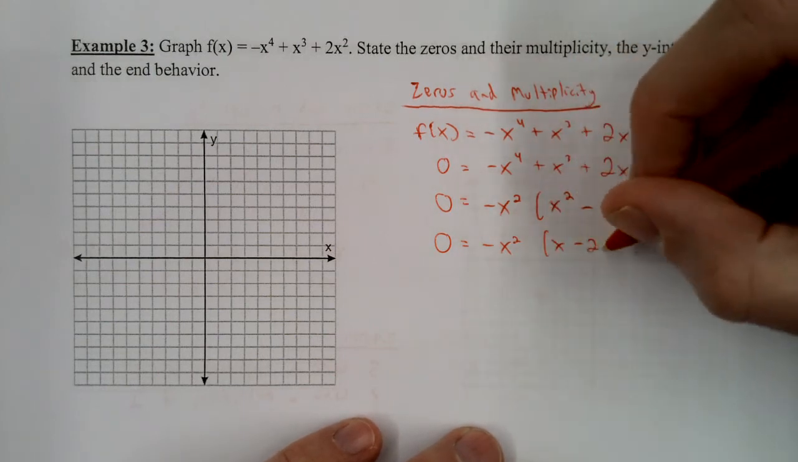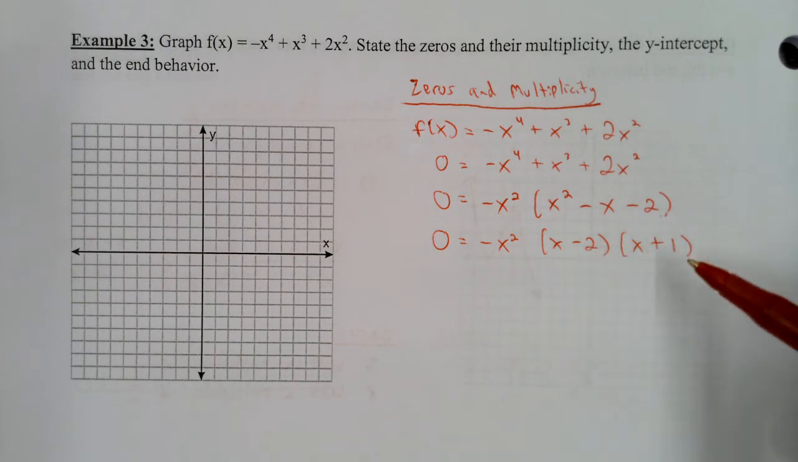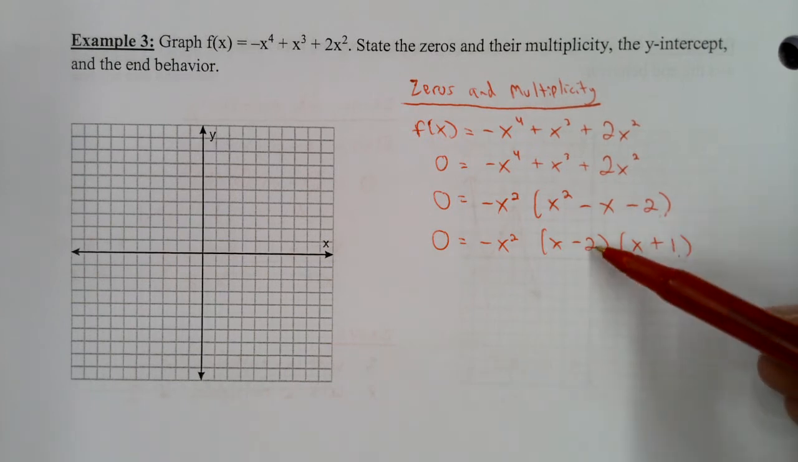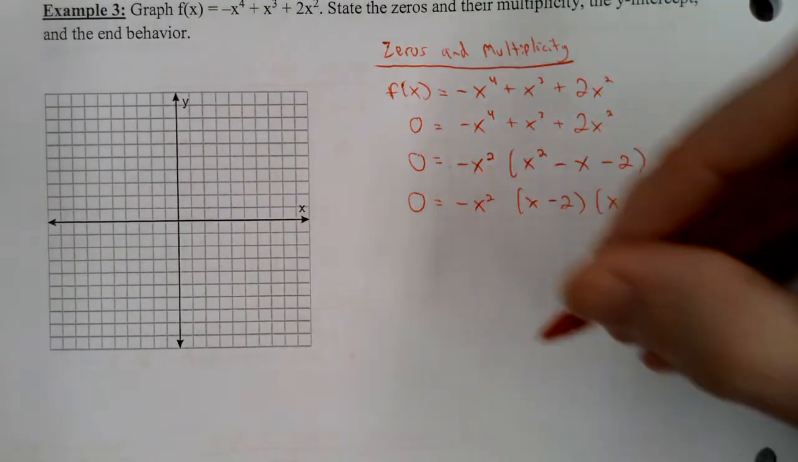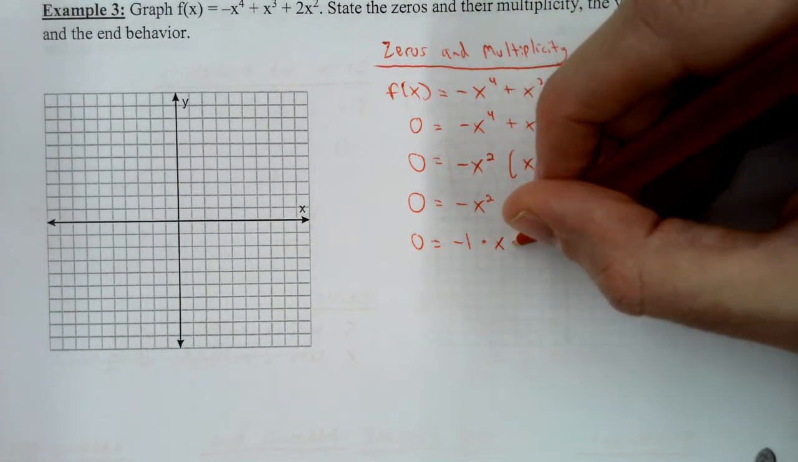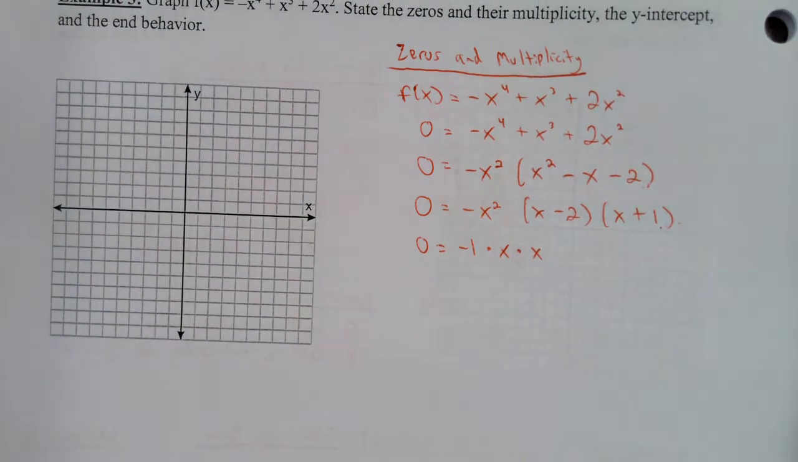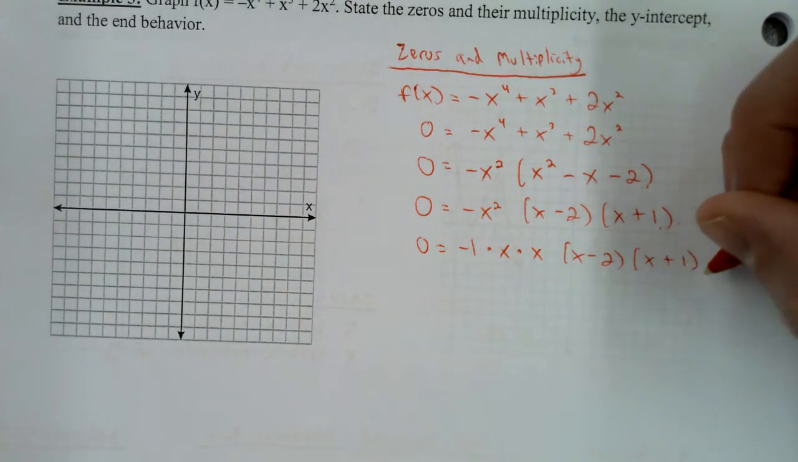It's going to be x minus 2 times x plus 1, because negative 2 times 1 is negative 2, and negative 2 plus 1 equals negative 1. The other thing I want you to think about is this negative sign up front can be thought of as negative 1 times x squared, or times x times x minus 2 times x plus 1.